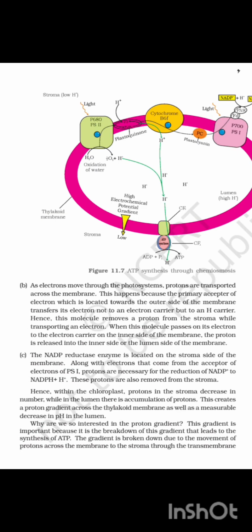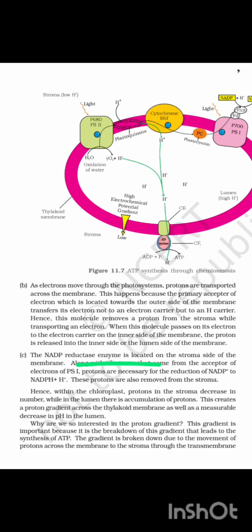B. As electrons move through the photosystem, protons are transported across the membrane. This happens because the primary acceptor of electrons, which is located towards the outer side of the membrane, transfers its electron not to an electron carrier but to a hydrogen carrier. Hence, this molecule removes a proton from the stroma while transporting an electron. When this molecule passes on its electron to the electron carrier on the inner side of the membrane, the proton is released into the lumen side of the membrane.